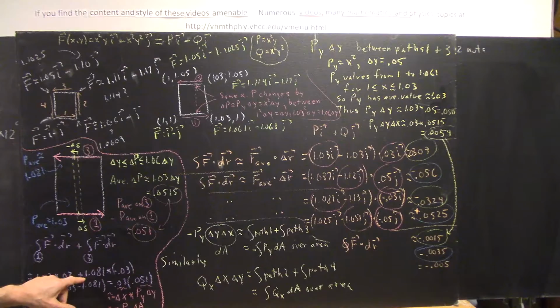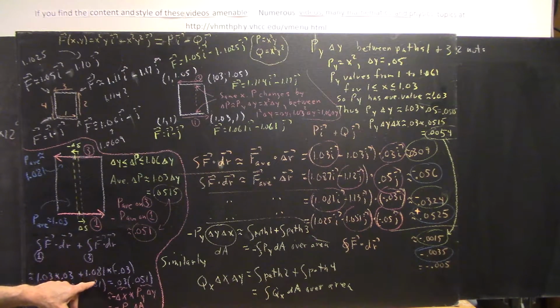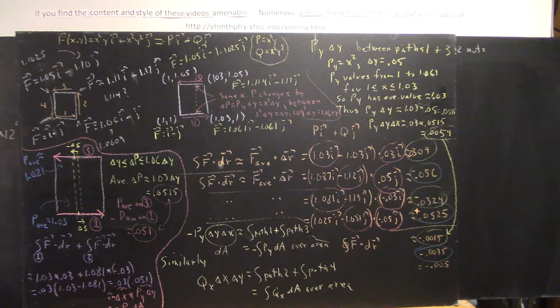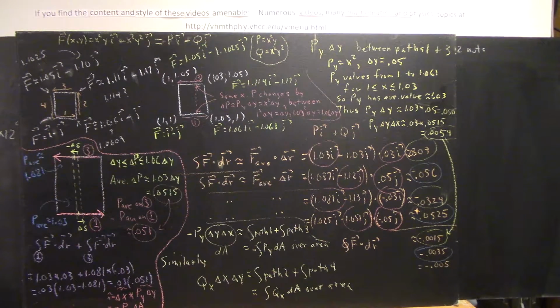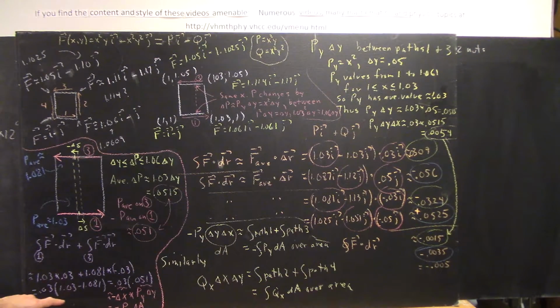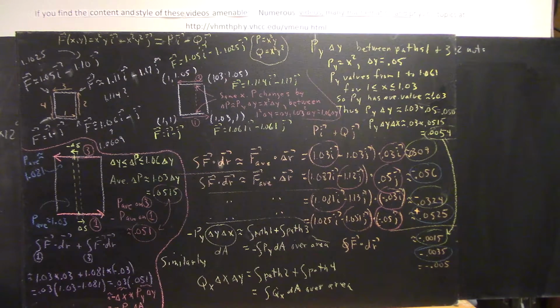Up here, our bigger number, the 1.081 (that won't always be the bigger number, it depends on the function), is multiplied by the negative 0.03, because, of course, our displacement is in the negative x direction here, and this will be added to this. Now, if we factor out the 0.03, we get 1.03 minus 1.081, and I've left my negative sign off here.